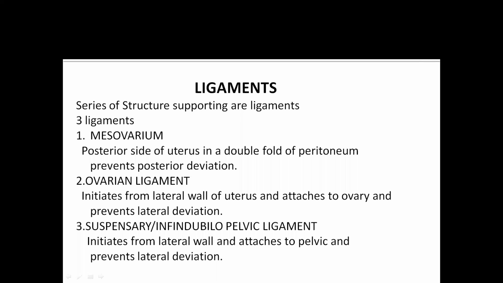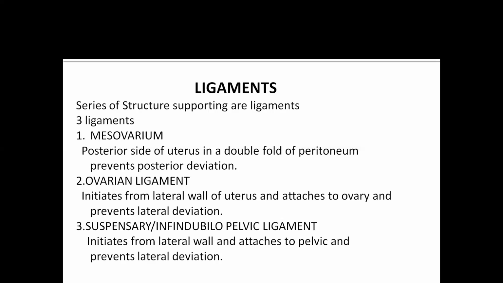So I was speaking about the ovarian ligament. In the ovarian ligament, where is it initiating from? Initiating from the lateral wall of the uterus and it is attaching to the ovary, and it is preventing the lateral deviation. Similarly, with the suspensory or the infundibulopelvic ligament, it initiates from the lateral wall and attaches to the pelvic wall, and it is preventing the lateral deviation. So these are the 3 ligaments.